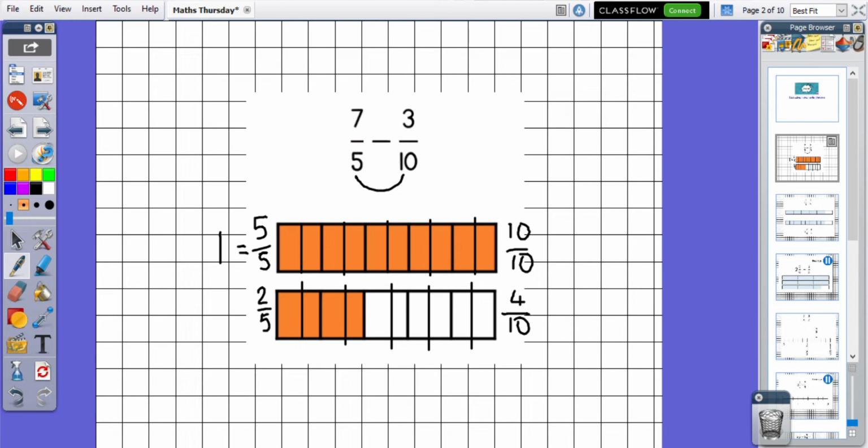And I need to subtract 3. So I'm going to cross out 3 of those parts, okay? So I have done 14 tenths, subtract 3 tenths to give me 11 tenths. Okay? Nice and easy. Let's have a look at the next one.